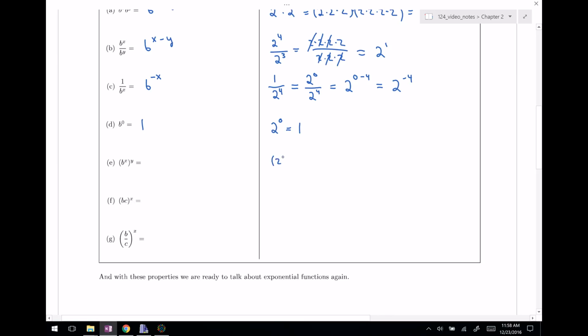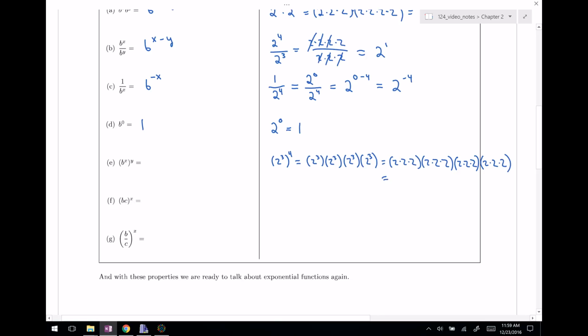If I had 2 to the third power, and then I raised it to another power, let's do to the fourth power maybe. So this is going to be 2 cubed, right? And altogether there's going to be 4 of them. Well, each 2 cubed, right, I know what that is. That's just 2 times 2 times 2. So 2 times 2 times 2. And altogether there's 4 of these.